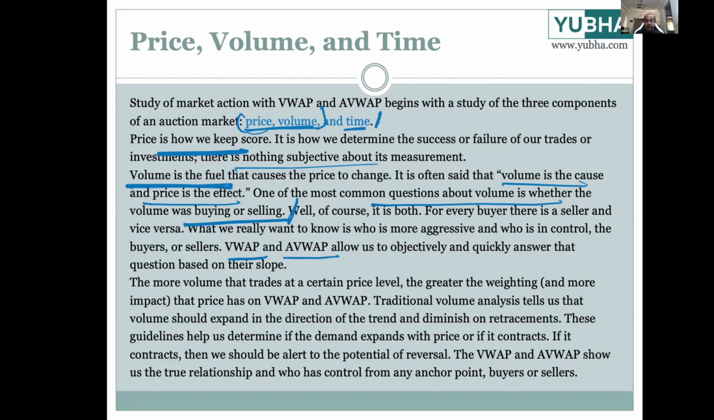And the way to look at it is really dependent on the slope of the VWAP or the anchored VWAP. So if the slope is downward sloping, that means the sellers are in control. If the VWAP is upward sloping or the anchored VWAP is upward sloping, that means the buyers are in control. Okay, so that's one thing that it clearly shows.